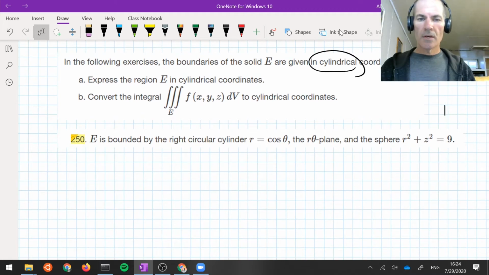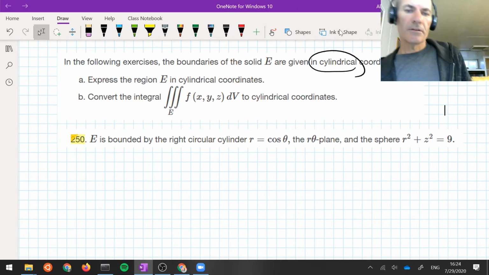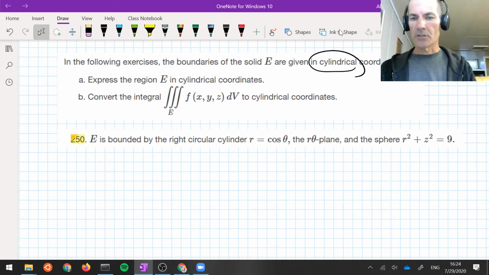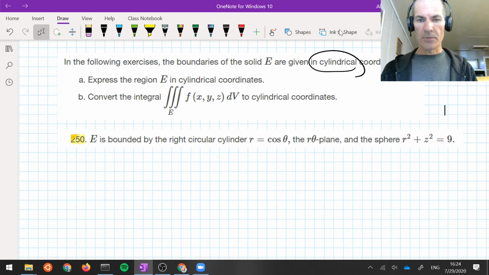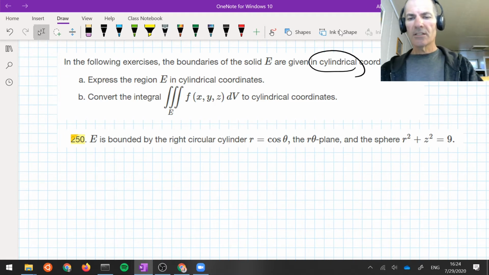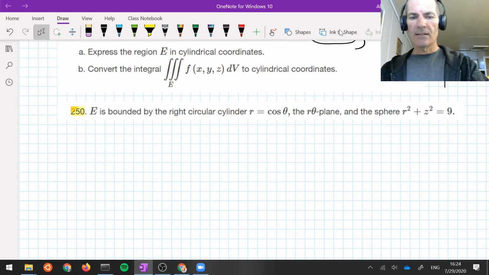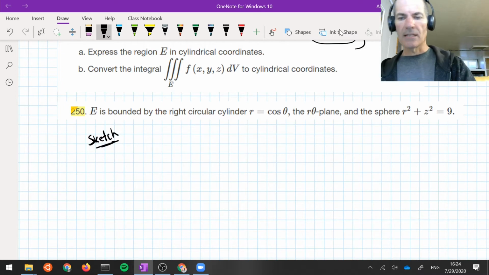All right, in problem 250, you're asked to express the region in cylindrical coordinates, which by my reading just means come up with limits of integration for the triple integral, and then convert the integral to cylindrical coordinates, which for me is just fleshing out what f and dv look like. And I guess the limits of integration. So just to get a grip on this, I recommend, especially at this early stage, that you sketch, although honestly, even me, I've been doing this a long time, I still sketch.